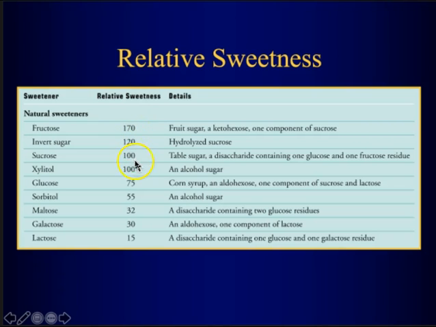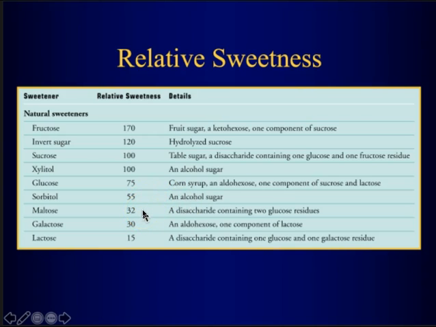Whereas as we go down our list, here's our xylitol, this is our sugar alcohol. A lot of times you see this in gum. It's a similar sweetness to sugar. Glucose, that's our corn syrup, tastes a little bit less sweet. Sorbitol is also found in a lot of gums. This is even less sweet, so if you don't want a sweet gum, they'll probably put sorbitol in it.